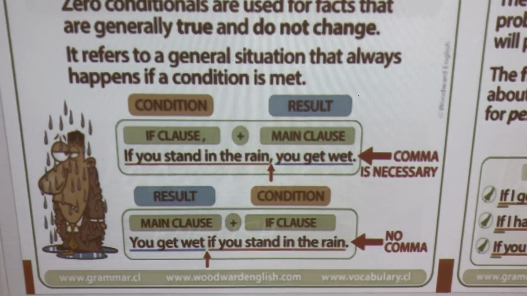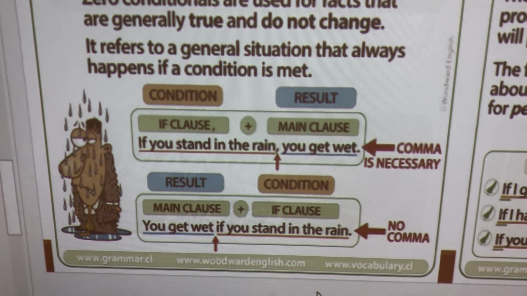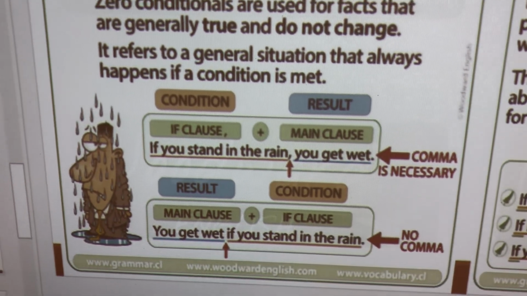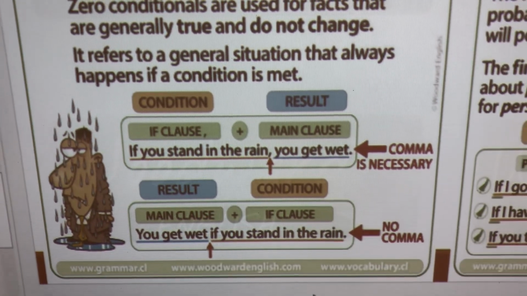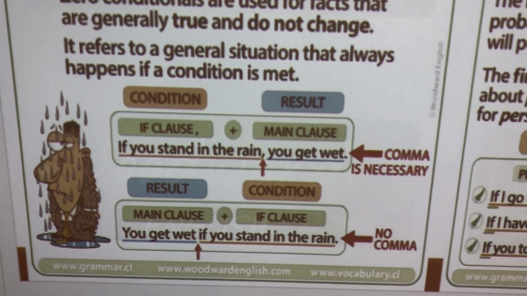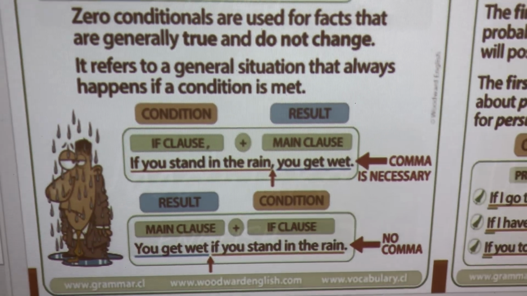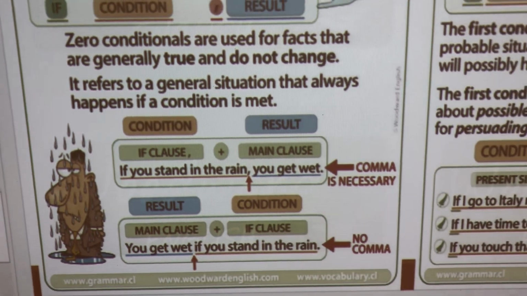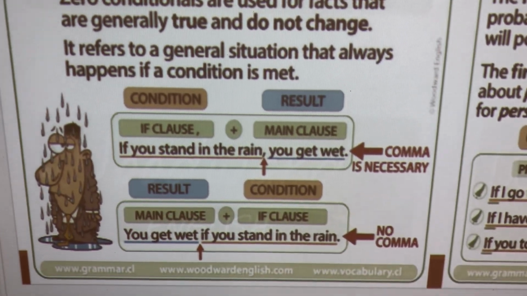But if you want to start with if, then it is necessary to put the comma. You can't say, if you stand in the rain, you get wet. No, you can't do that. If you stand in the rain, breathe, take a pause. It's a comma right there. You get wet. If you stand in the rain, you get wet.